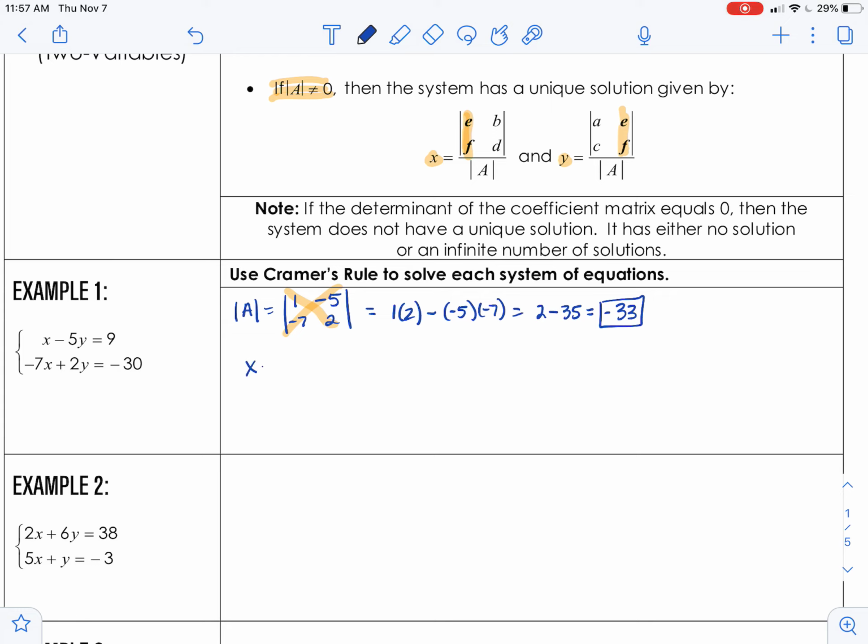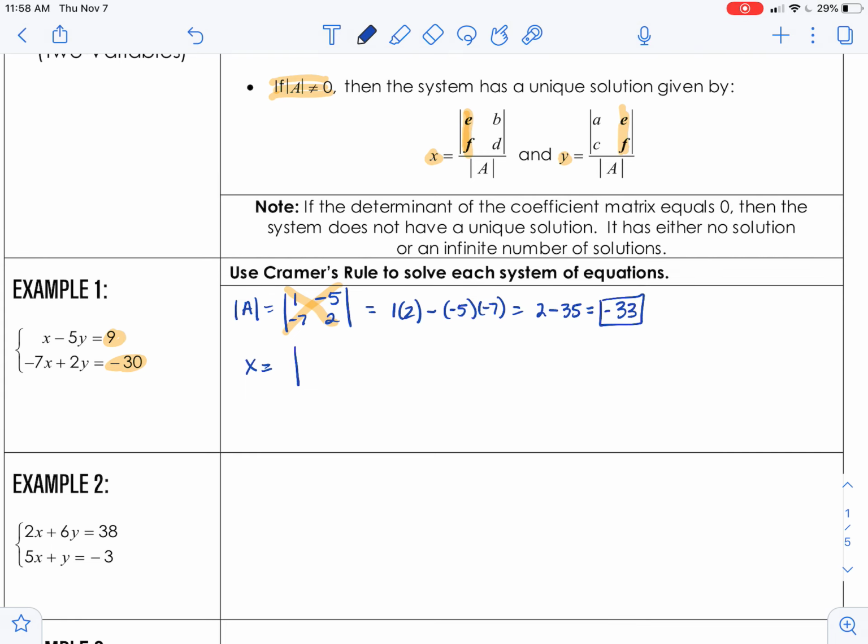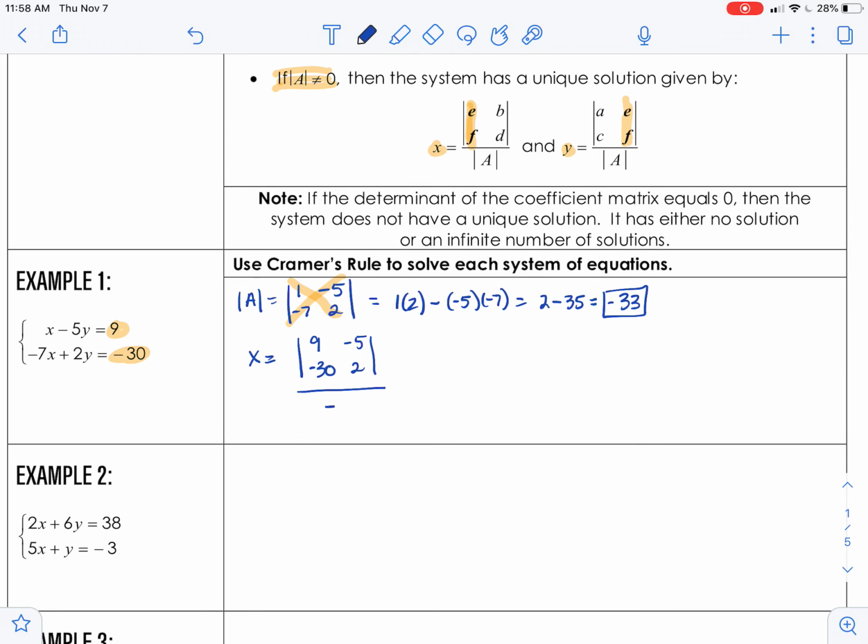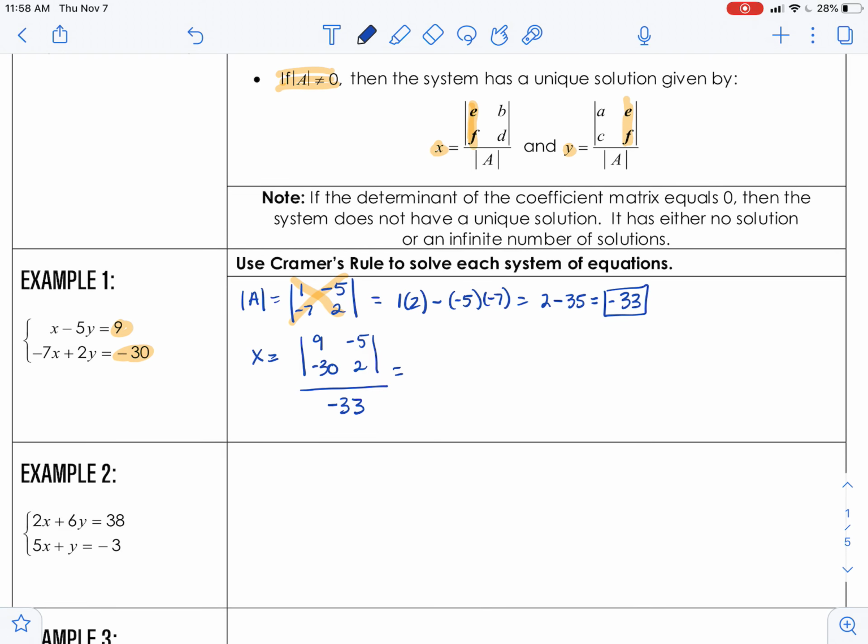Now, to find the x value, we are going to take, again, the EF. In this case, the E and the F is the 9 and the -30, and we're going to put them in the x position. That would be the first position. And then I just leave my y's. Okay? And again, I'm going to take that answer and divide it by a negative 33. Okay? So again, we're going to do the determinant. So I'm going to take 9 times 2 minus a negative 5 times a negative 30.